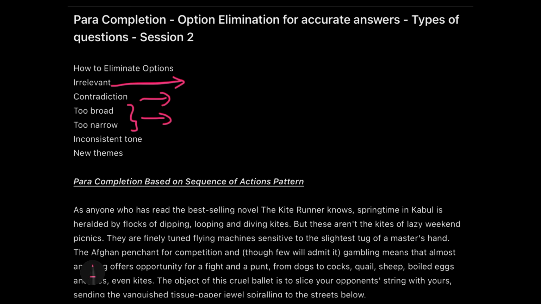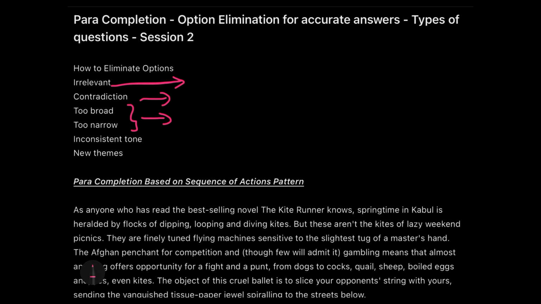So it's going on a broader scale, right? You were actually just mentioning or concerned about Texas, but they are concerned about the US as a whole. So that makes it too broad and too generalized. And when something becomes too generalized, in that case we call it a wrong answer option and we eliminate it under the category of too broad.